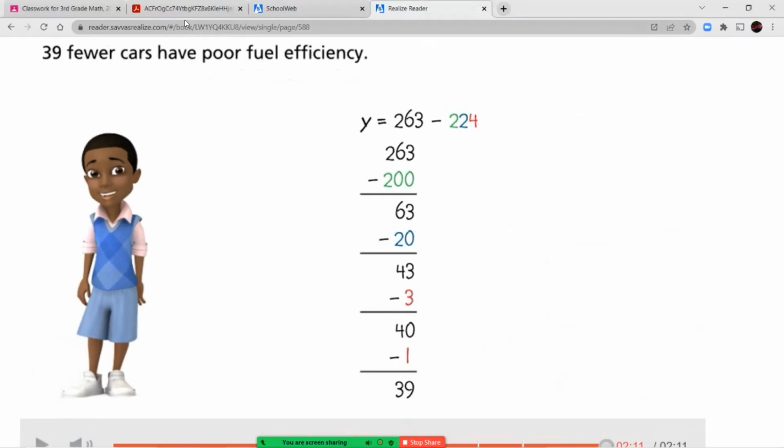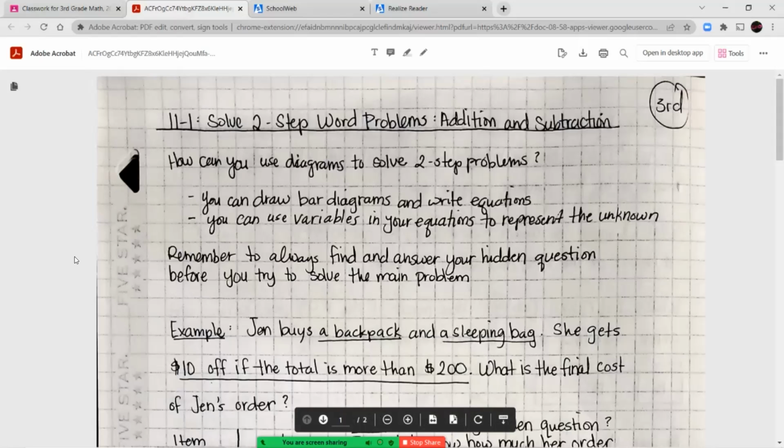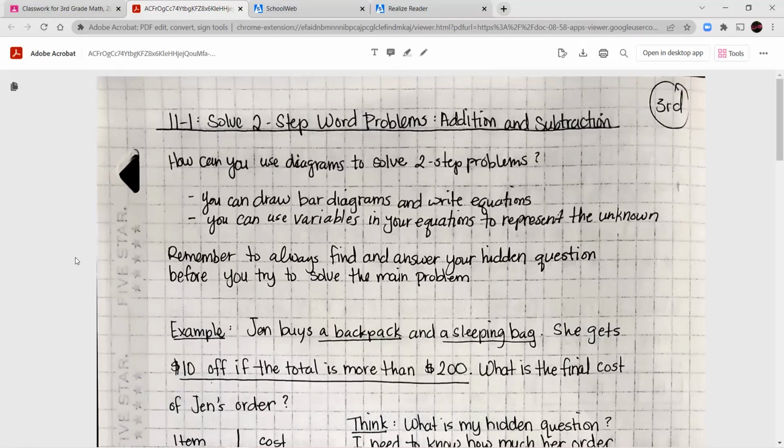All right, let's go ahead and take a look at our notes for this lesson. Now we have it at the top, our title, 11-1, solve two-step word problems for addition and subtraction. And the question we're going to focus on for this lesson is how can you use diagrams to solve two-step problems? Well, we know that we can draw bar diagrams and write equations, and we can also use variables in our equations and in our bar diagram to represent the unknown number, the thing that we need to find. So remember to always find the answer to your hidden question before you try to solve the main problem.